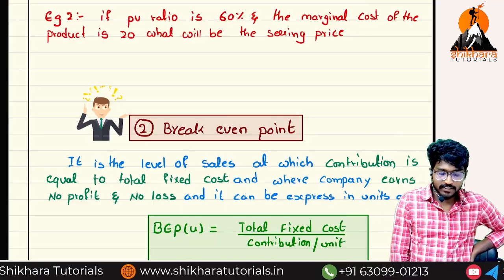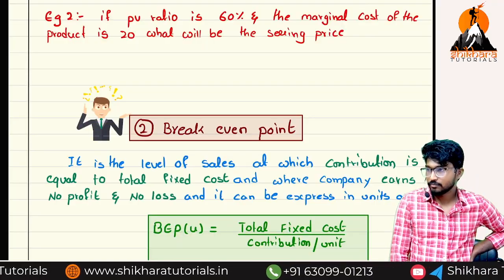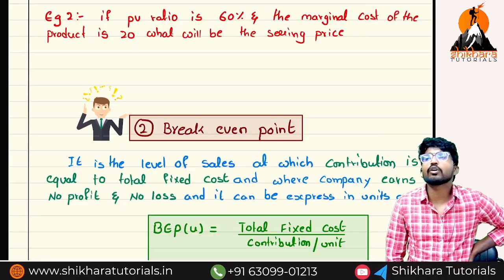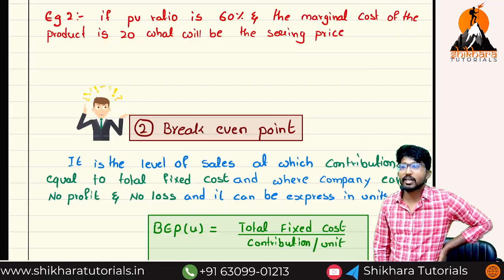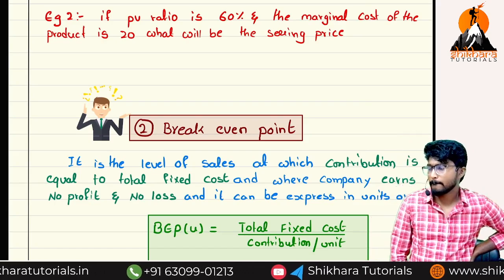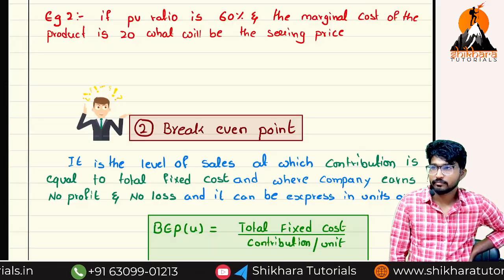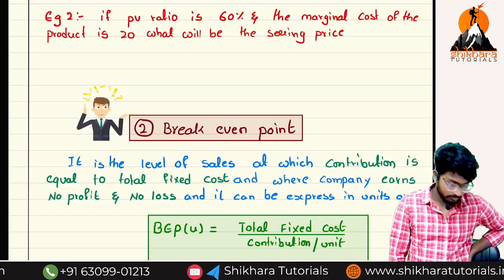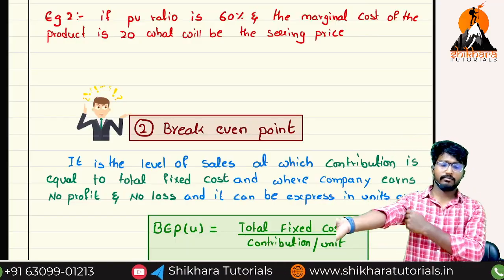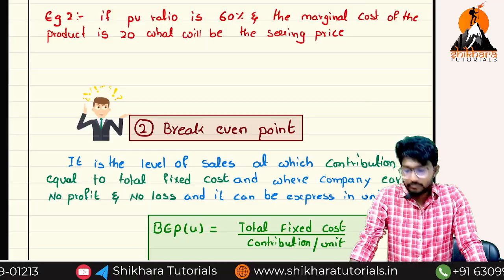If PV ratio is 60% and the marginal cost of the product is 20, what is marginal cost? Variable cost. Your blind assumption: marginal cost is nothing but variable cost. What will be the selling price? Tell me. $50. Are you sure?